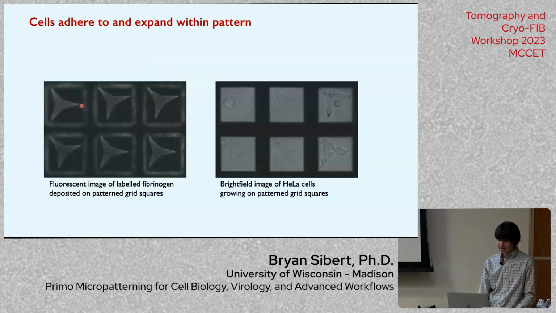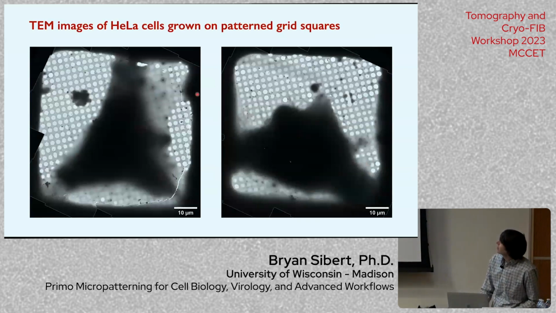So this again, I've told you what it is. I just want to show you that it works. So this is patterns. This is the fluorescent ECM on the grid, and we have a bright field image of HeLa cells pre-plunge freezing. Then if you look in the TEM, you see the same thing as you would expect. The HeLa cells are matching this star pattern I've added and growing along the grid square.